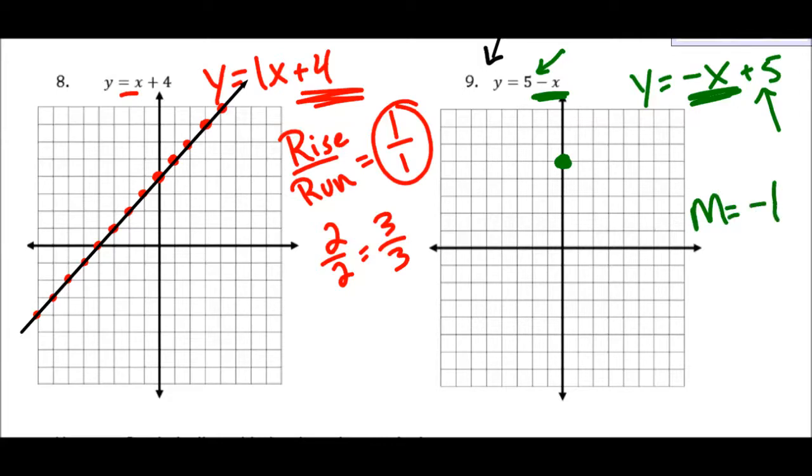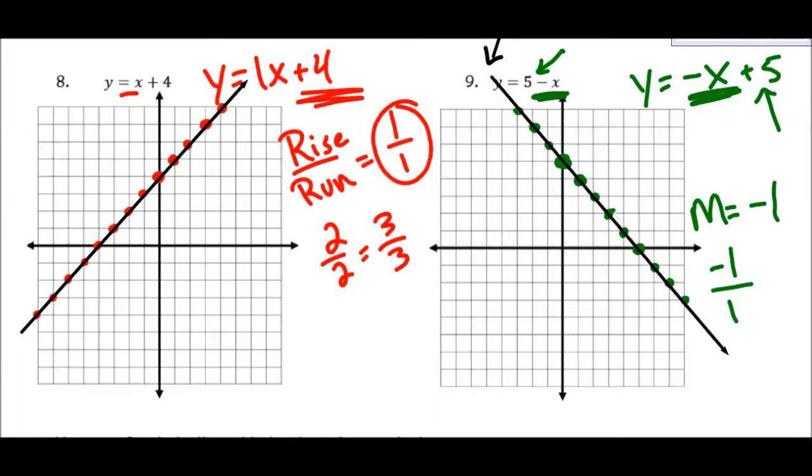is negative 1, which is the same thing as negative 1 over 1. So I'm going to go down 1 and over 1. And you can go with that as far as you possibly can. Down 1 over 1 each time, or I can count backwards. Back 1, to the left 1, and then up 1. It's the exact same thing going forwards and backwards.